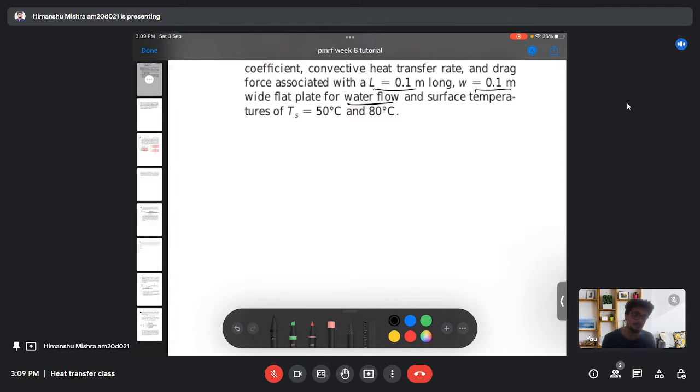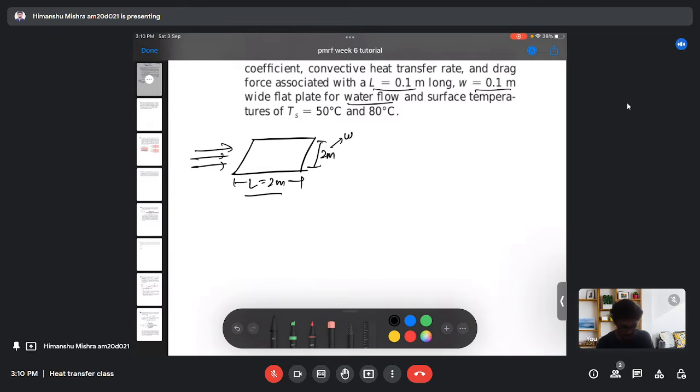So in this question, we are given two scenarios. The first scenario says that there is a flat plate and air is flowing past the flat plate. The dimensions for the first part are given: this is my width and this is my length. In case A, the first part of the question, air is flowing with a velocity of 5 meters per second and a temperature of 20 degrees Celsius, and the surface temperature is given as 50 degrees Celsius as well as 80 degrees Celsius.